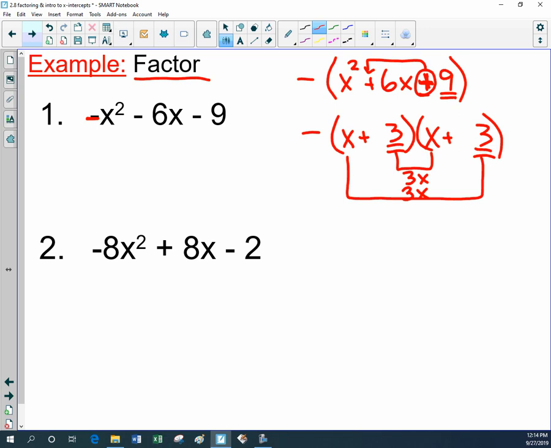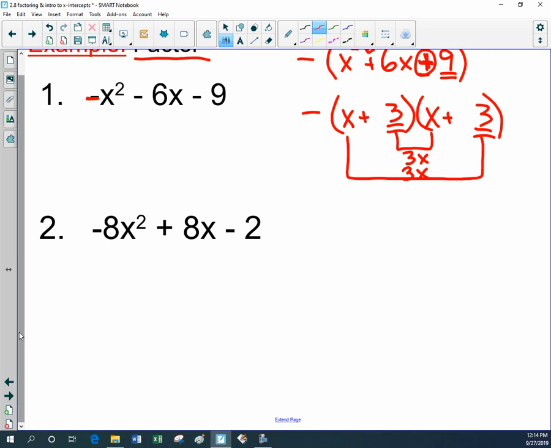Okay, so now let's go on to the next problem. Problem number 2. What do these three all have in common? They have a 2 in common, and because the first term is negative, I'm going to factor out a negative 2.